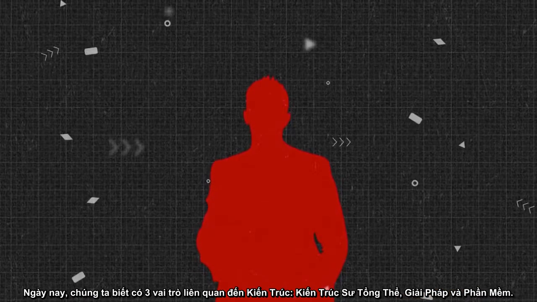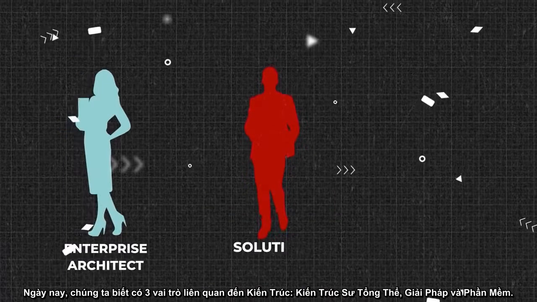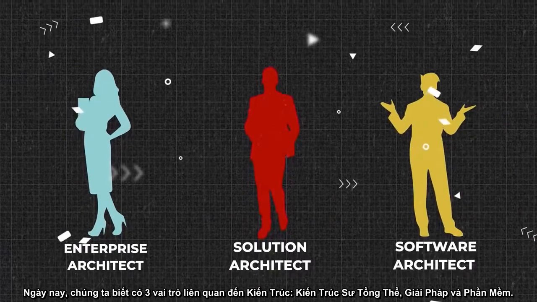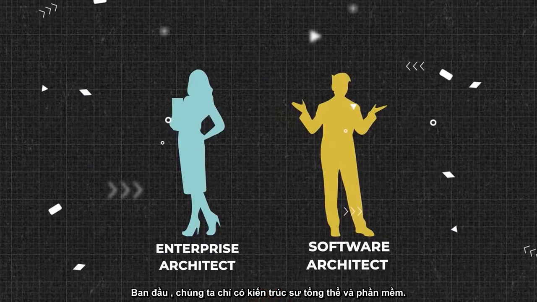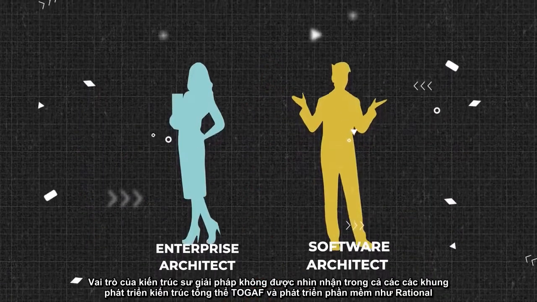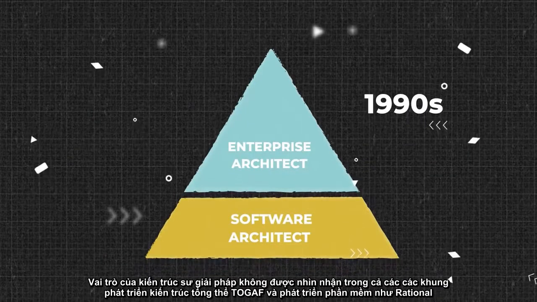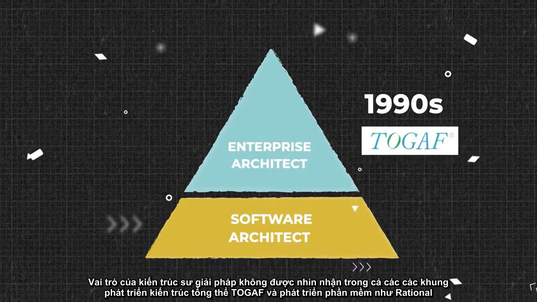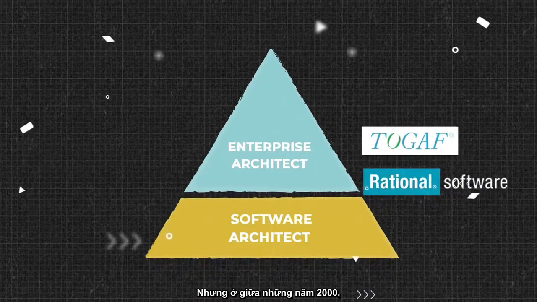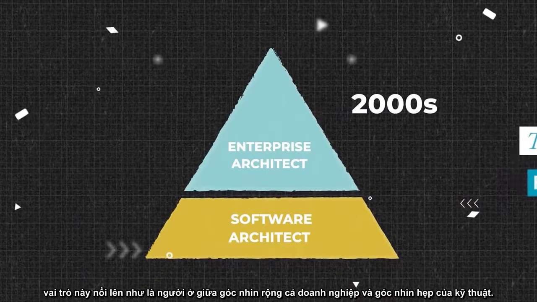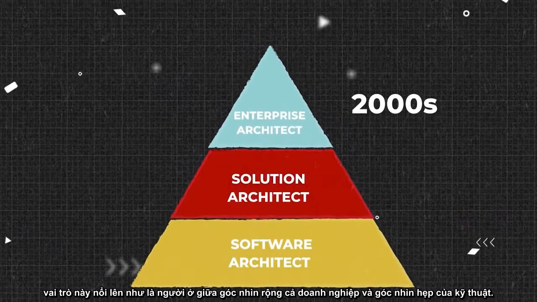Today, we know three main roles related to architecture: enterprise, solution, and software architects. First, there were enterprise architects and software architects. Solution architects weren't initially recognized either in enterprise architecture frameworks like TOGAF or in software development ones like Rational. But sometime in the mid-2000s, the role emerged as a middle ground between a wide enterprise perspective and a narrow tech perspective.